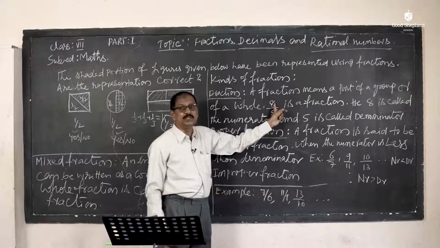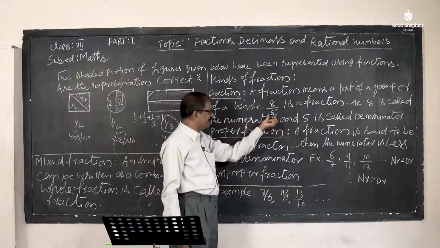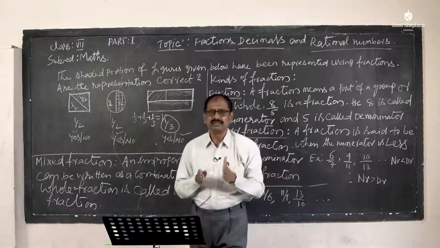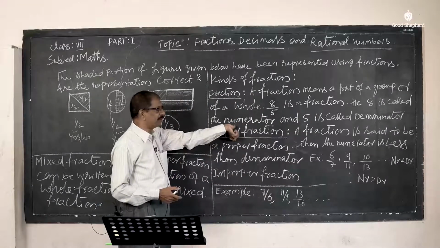8 we'll call the numerator, where 5 is called the denominator. That is the definition of a fraction. The next is, what do you mean by a proper fraction?